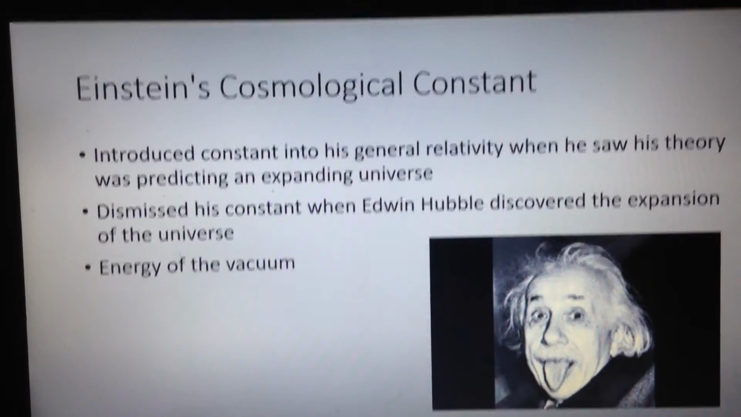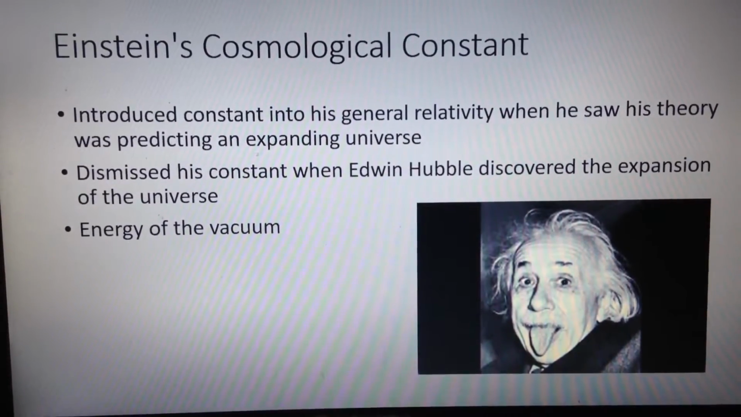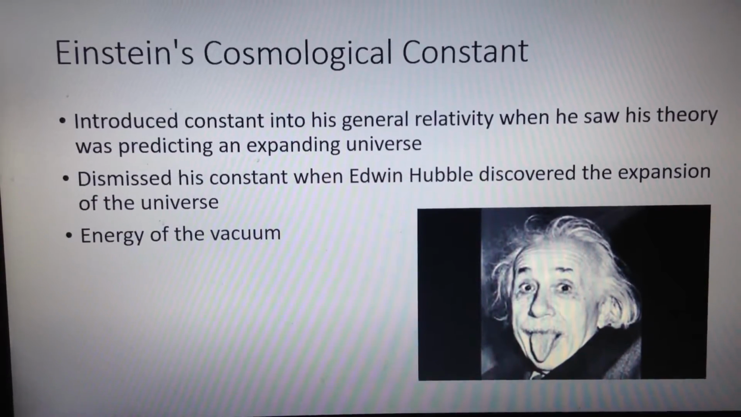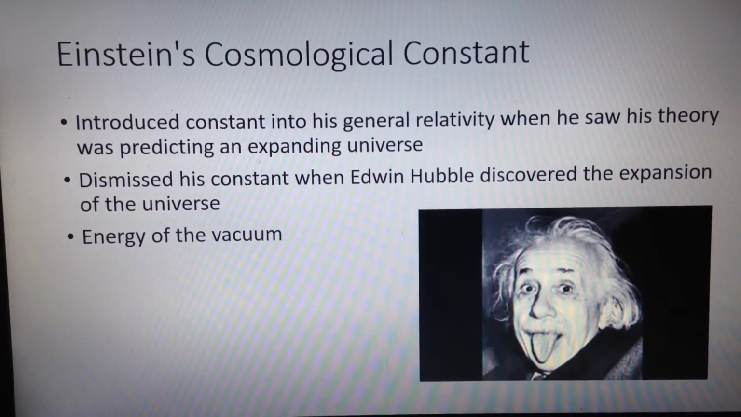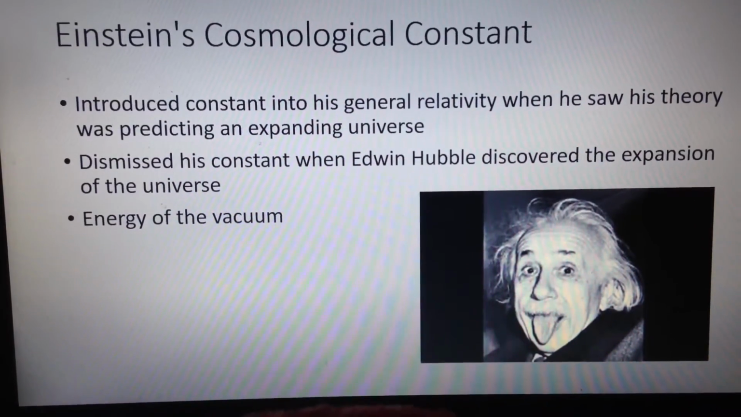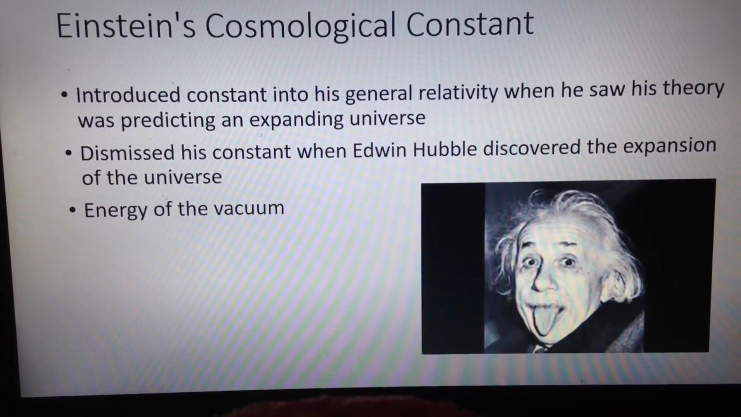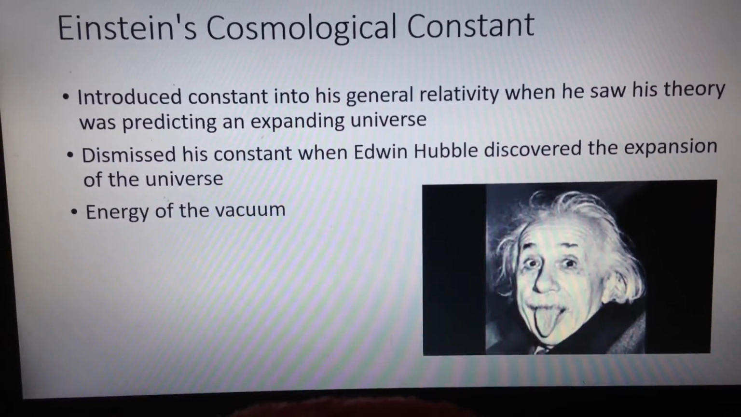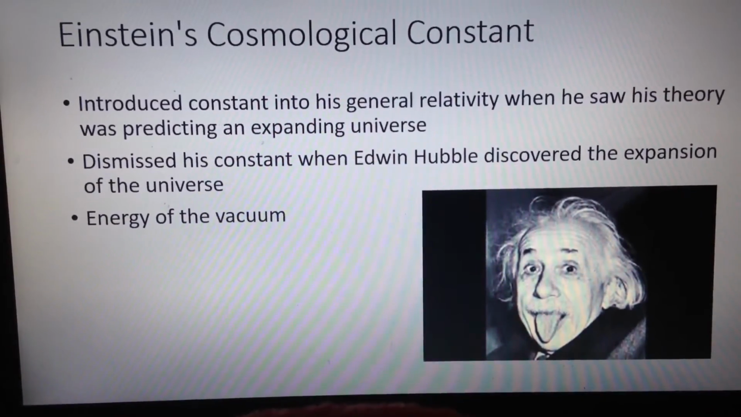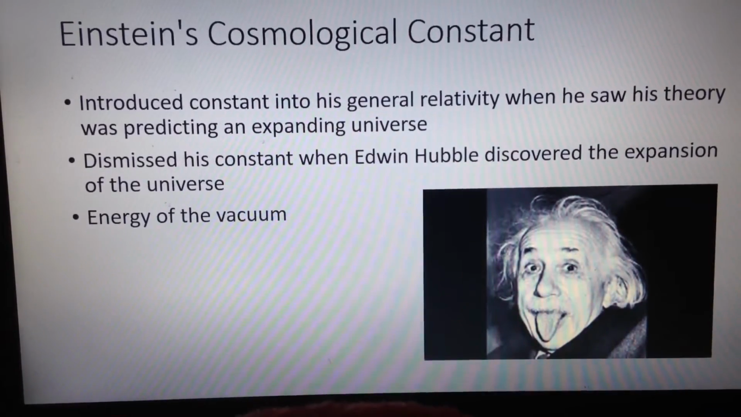Another piece of evidence for dark energy is Einstein's cosmological constant. He introduced this constant into his general relativity when he saw his theory was predicting an expanding universe. Then, when Edwin Hubble discovered the expansion of the universe, he dismissed his constant. It then later became identified with what quantum theory calls the vacuum energy.